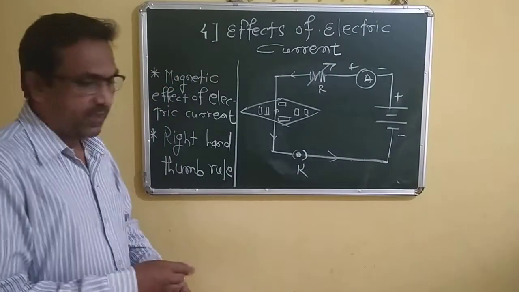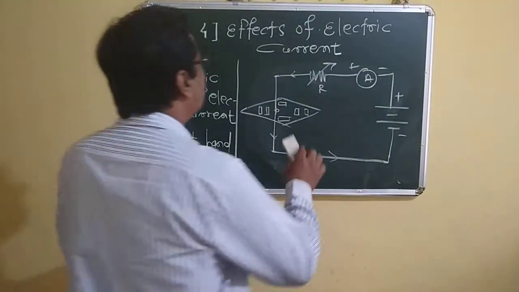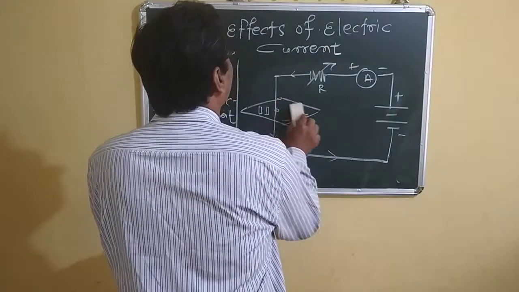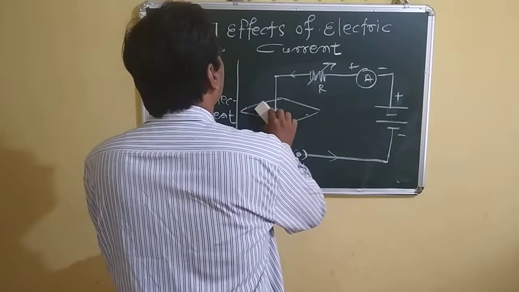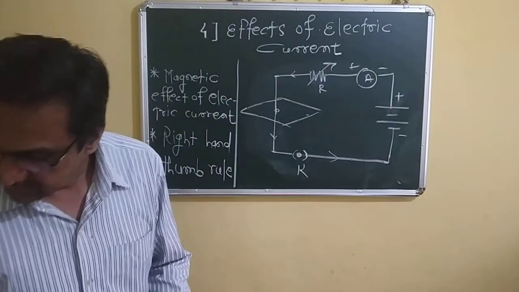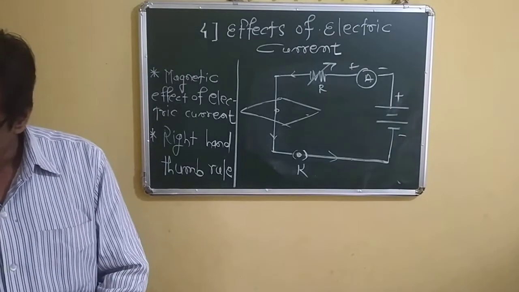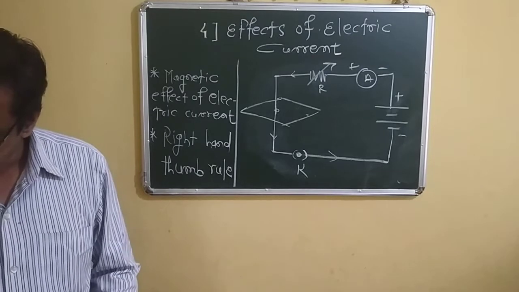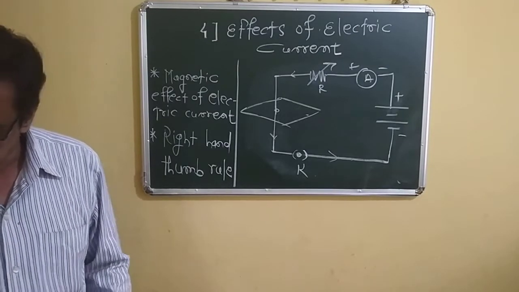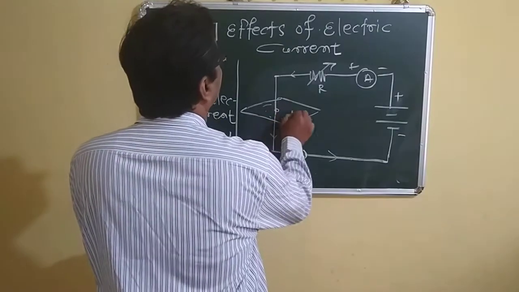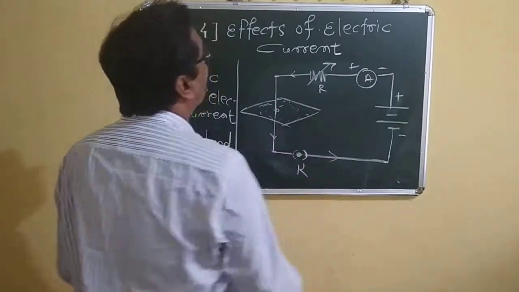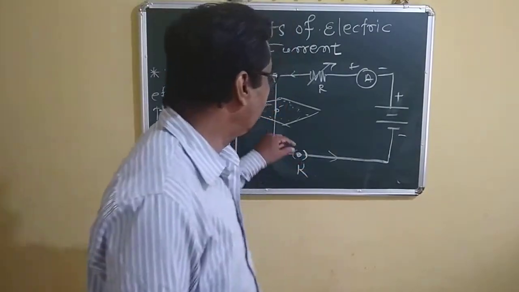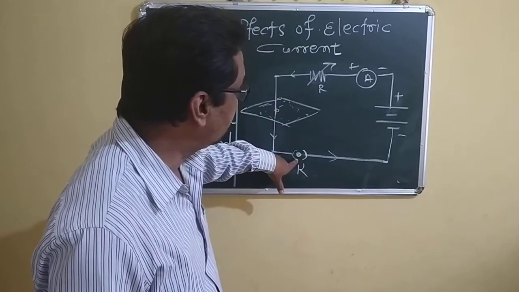So another part of this experiment is that instead of a magnetic needle, we have to take iron filings. We have to surround the conductor with iron filings over the cardboard.